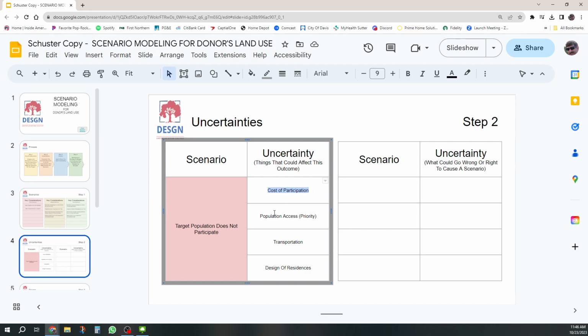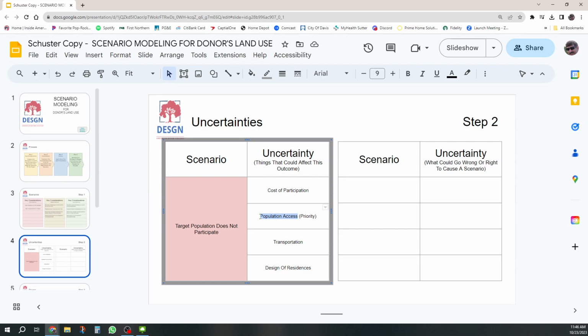Another one is population access, which might be a priority, or they can't get there or something like that. I listed priority here. That would be something where they could participate, but somebody else with more money takes their spot. This would be very typical of what was happening and still does happen, unfortunately, where, okay, it's low income, but you're the wrong color. You don't get to participate.